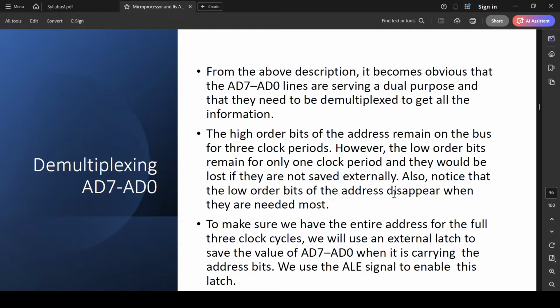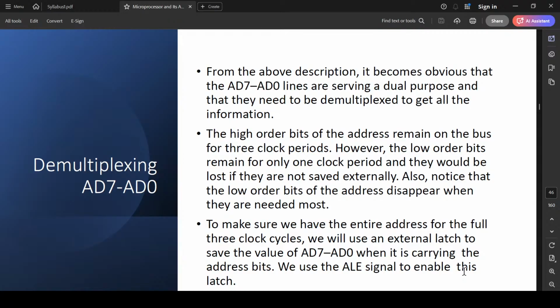The higher order bits of the address remain on the bus for 3 clock periods. However, the lower order bits remain for 1 clock period, and they will be lost if we do not save them externally. Also, notice that the lower order bits of the address disappear when they are needed most. To make sure we have the entire address for the full 3 clock cycles, we will use an external latch to save the value of AD0 to AD7. When it is carrying the address bits, we use the ALE signal to enable this latch.